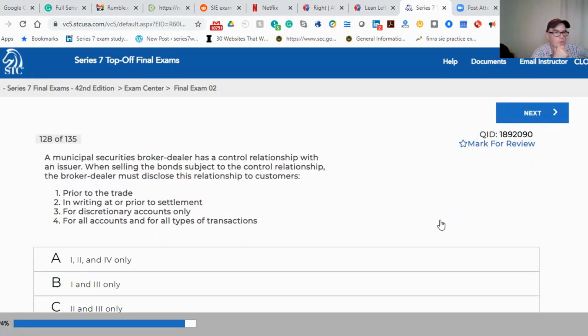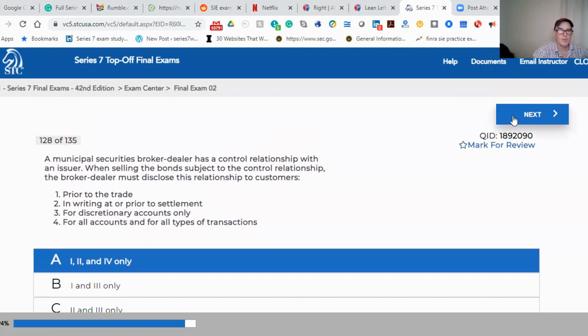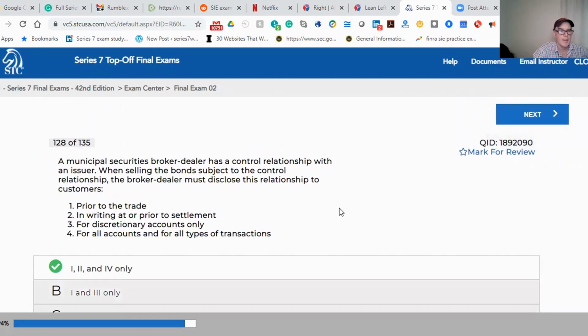And Muni securities, we're slowing down. A Muni securities broker-dealer has a control relationship with an issuer. When selling the bonds subject to the control relationship, the broker-dealer must disclose its relationship to customers prior to the trade, in writing, or prior to settlement. 1, 2. If 1, 2, and 3 is a choice. If 1, 2, and 4 is a choice, I'm going to go with that. It's not only discretionary accounts. I've got to tell them all the time, and if I'm wrong, I'll be pissed. Okay? So it's not just discretionary accounts. If you have a control relationship, you've got to let them know ahead of time, and you've got to tell them prior to settlement and in writing.